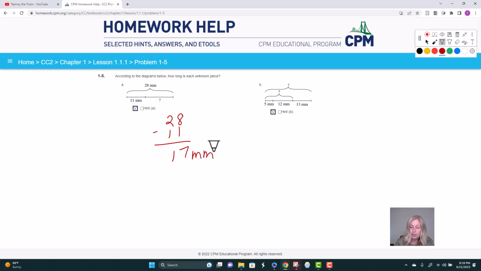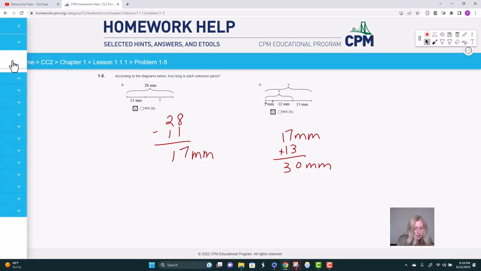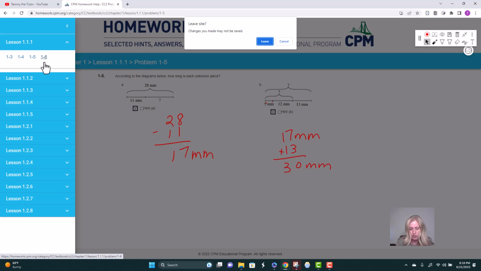For B, they're asking us 2 different questions. Do you see 2 question marks? So they've given us from here to here is 5, and from here to here is 12. So from here to here, add those together, and that would be 17 millimeters. Now they want all the way across. Well, we just figured out that this portion is 17. They've given us that that portion is 13. So if we add those together, we get 30 millimeters total. Okay, let's move on to the last question of the section.